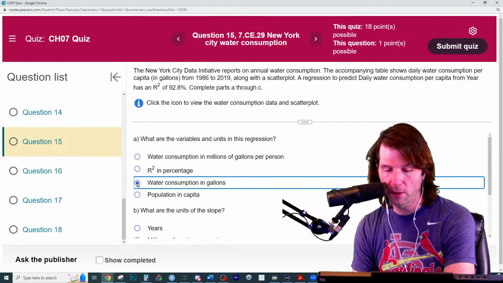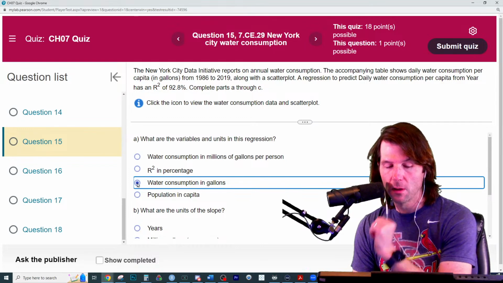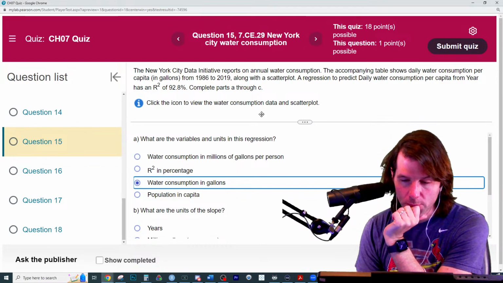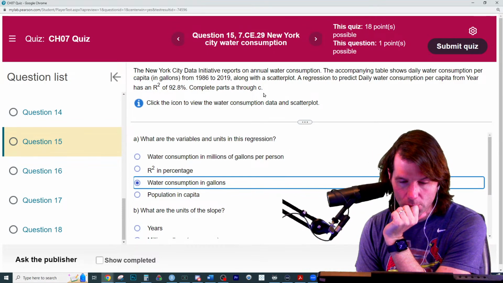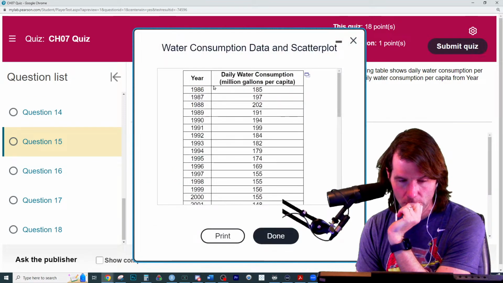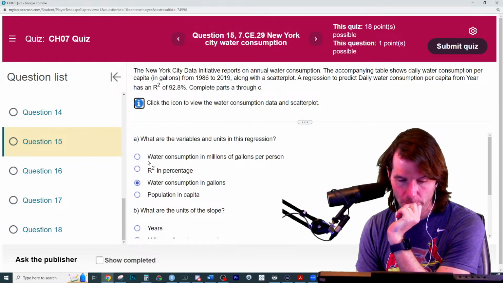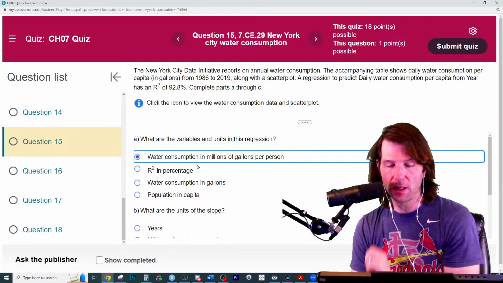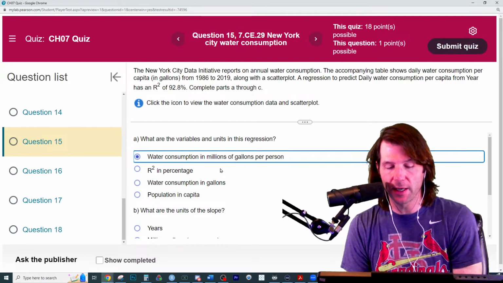No, it's not R squared. Water consumption in gallons. Population. Daily water consumption, millions of gallons per capita. Yeah, and then it should be... Yeah, that's the most accurate right there.